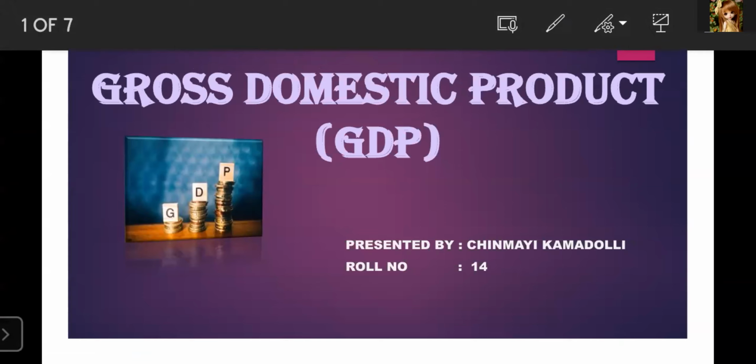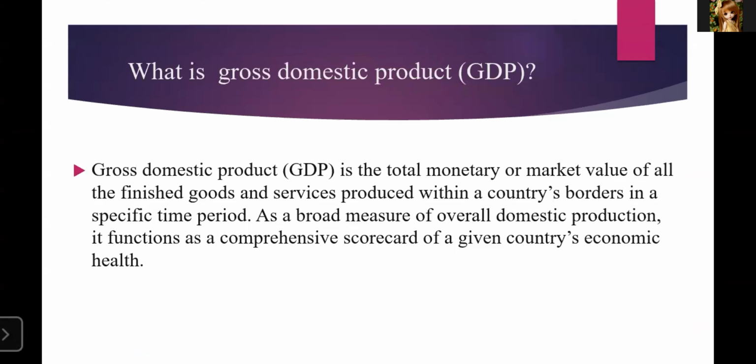Today I am going to present about the gross domestic product, GDP. Gross domestic product is the total monetary or market value of all the finished goods and services produced within a country's border in a specific time period. As a broad measure of overall domestic production, it functions as a comprehensive scorecard of a given country's economic health.